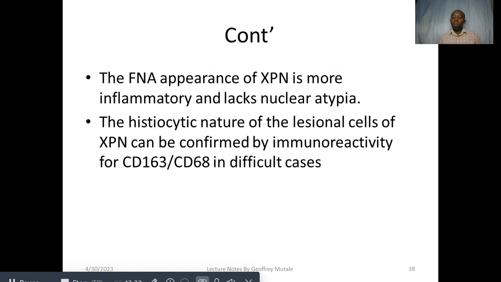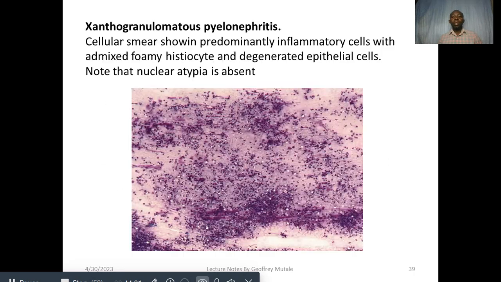So the FNA appearance of XGP is more inflammatory and lacks nuclear atypia. The histiocytic nature of the lesional cells of XGP can be confirmed by immunoreactivity for CD163 and CD68 in difficult cases where we need to draw fine conclusions.